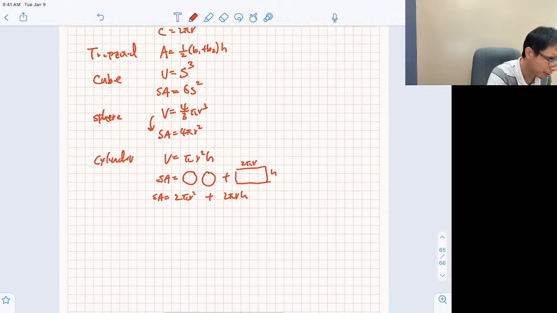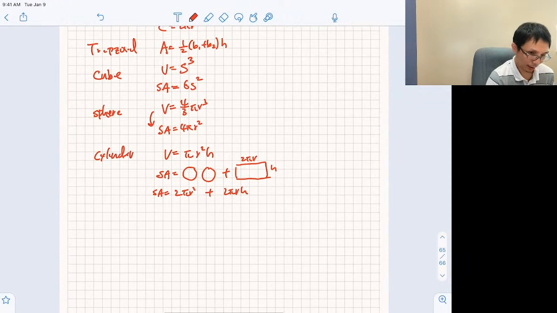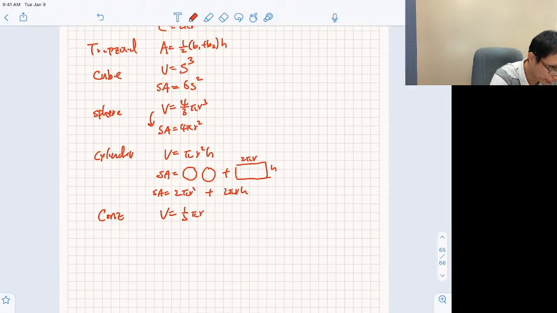Okay, cylinder. What else? Cone. What is the relationship of a cone? What's the volume of a cone? 1/3 pi r squared h. Because cone is 1/3 of a cylinder.